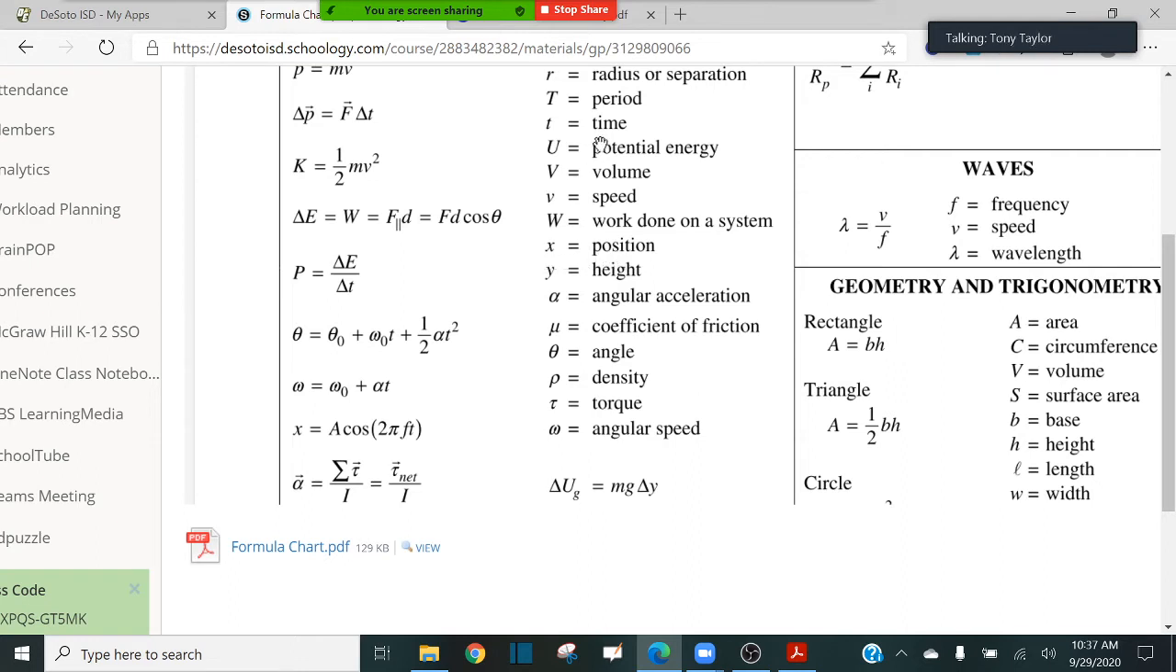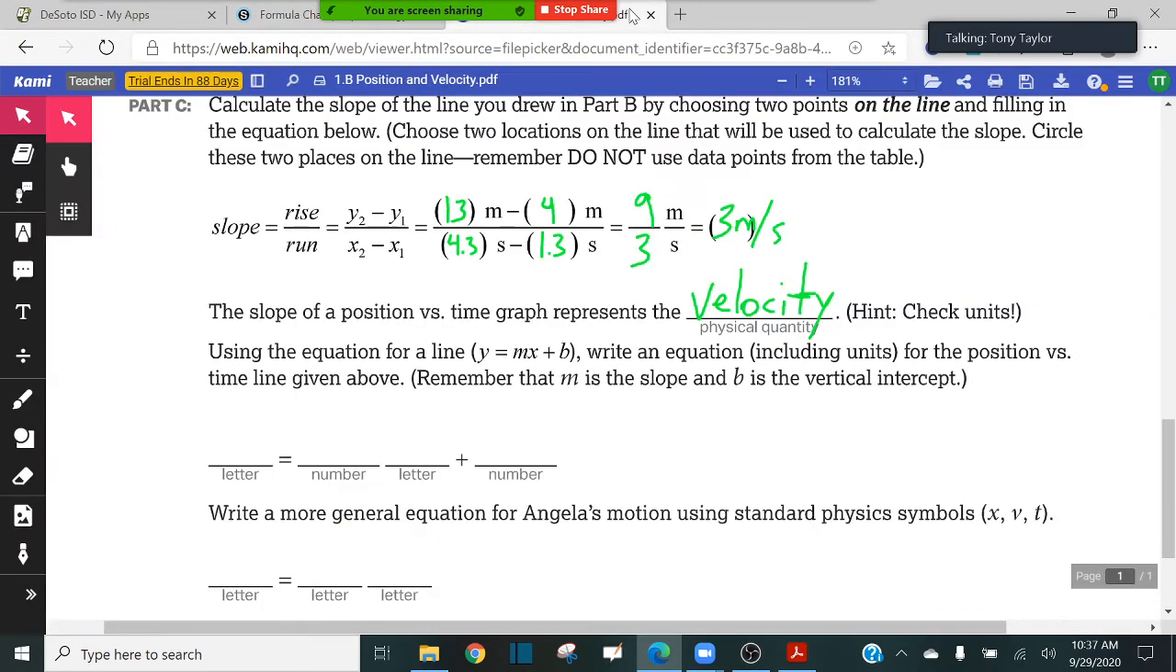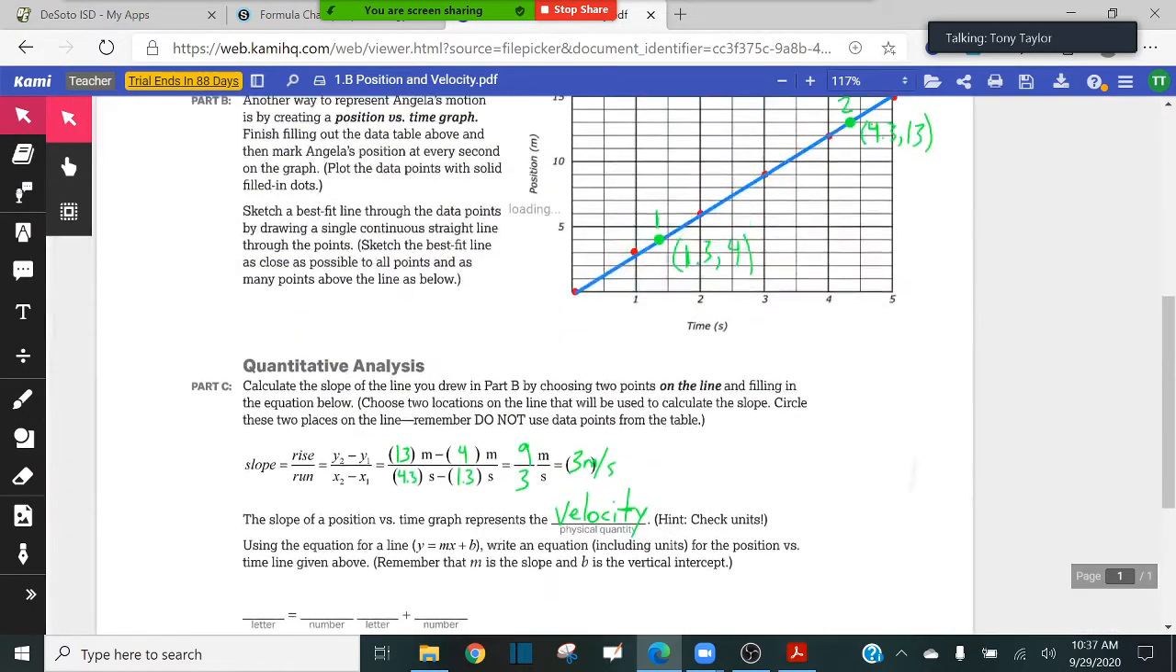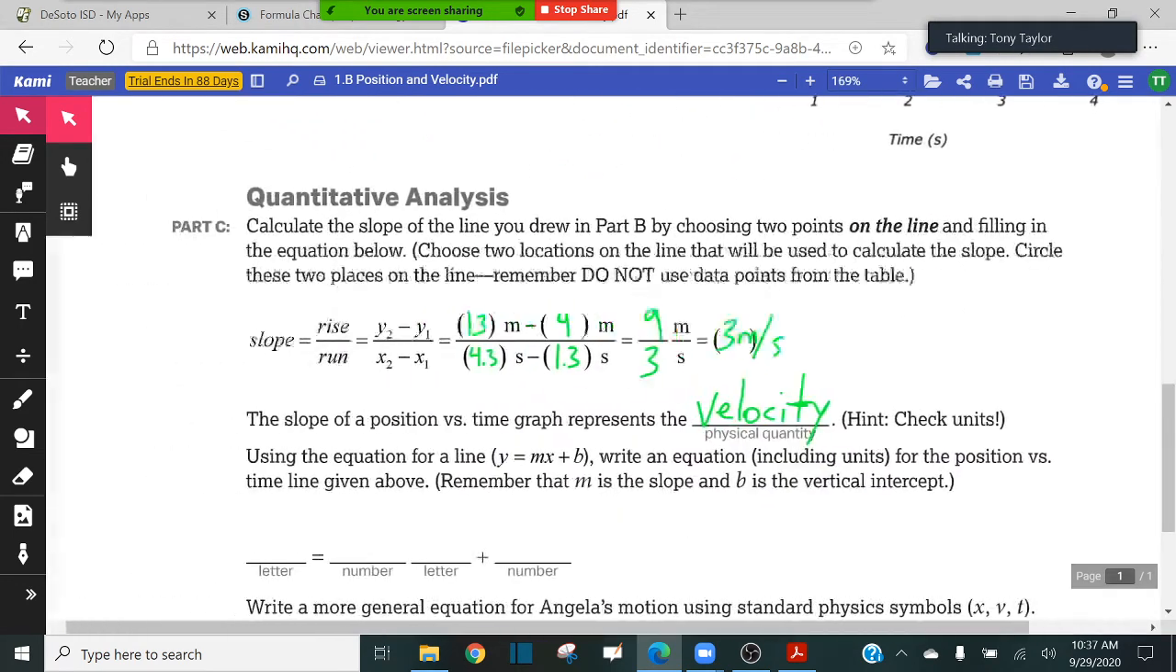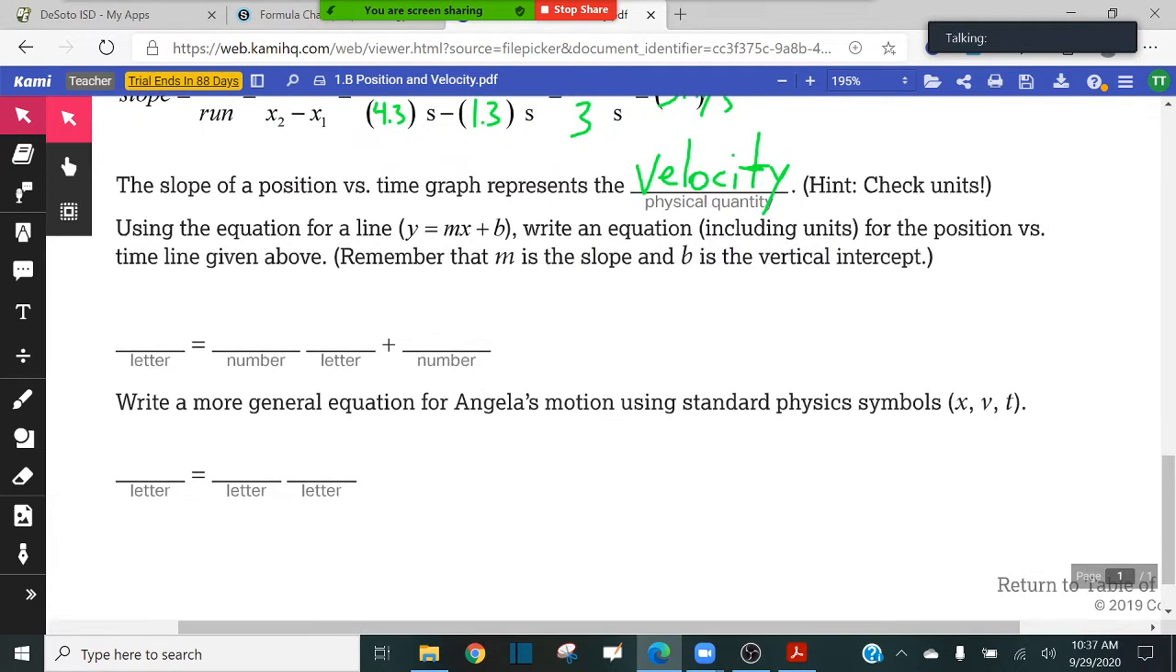And here's why I showed you that, because let's go back to our worksheet here. We were plotting position along the y-axis, and we were plotting time along the x-axis. So that means whenever we're writing our equation, we need to use our standard physics symbols. Now in math class, everybody in here knows the standard equation for a line, and that's y equals mx plus b. So this is the math form of this equation. We want to take this equation and rewrite it in terms of its physics form.